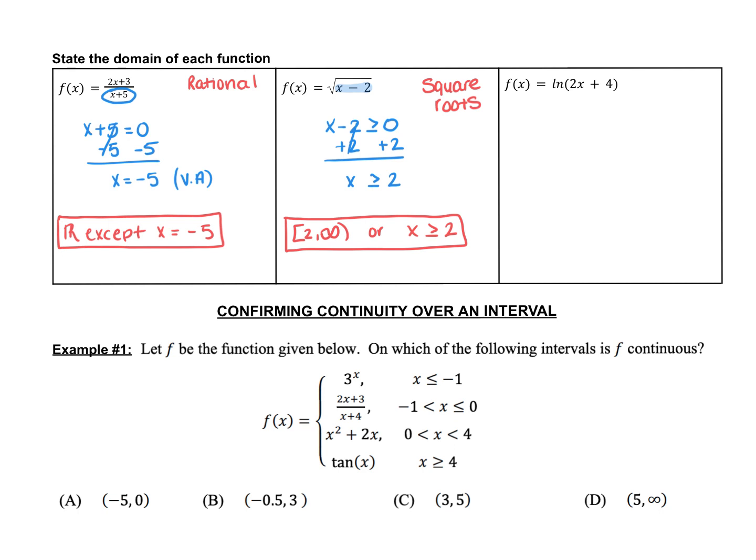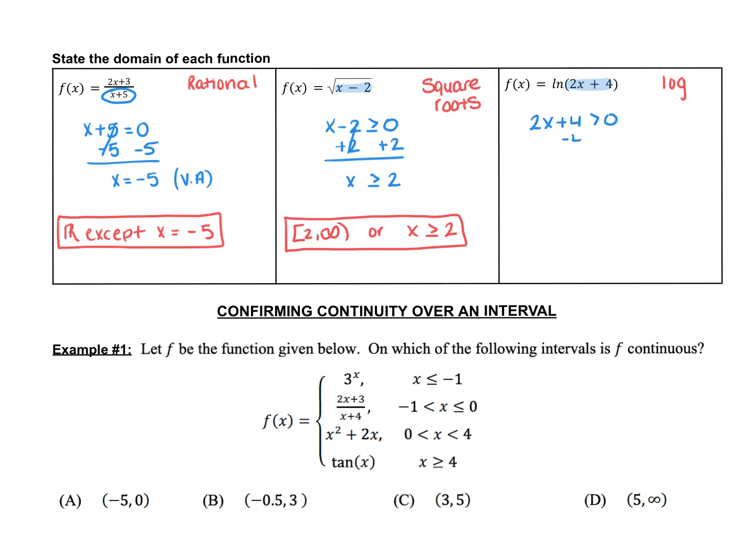Okay, next we have a log function. This is a log function because it's an ln, right? ln is log base e. So with ln, we know that the inside of the ln has to be greater than 0. It can't equal 0, it has to be greater than 0. So we're going to set the inside, 2x plus 4, to be greater than 0.